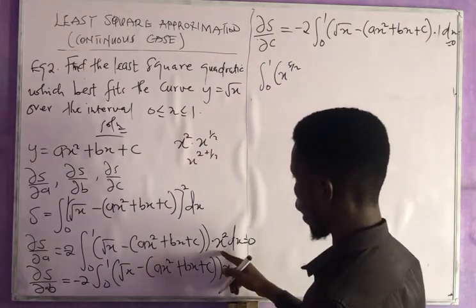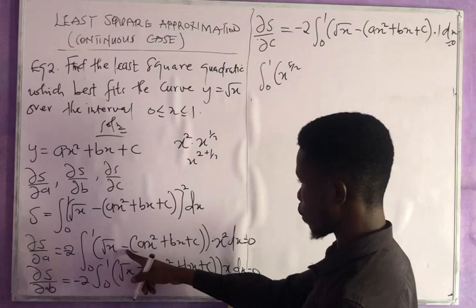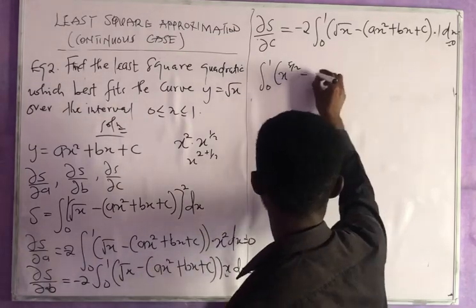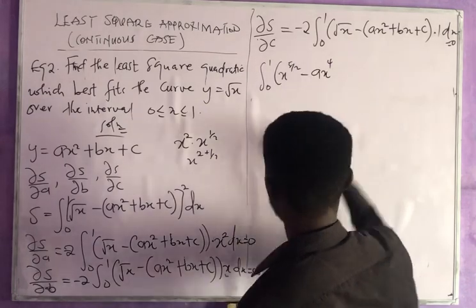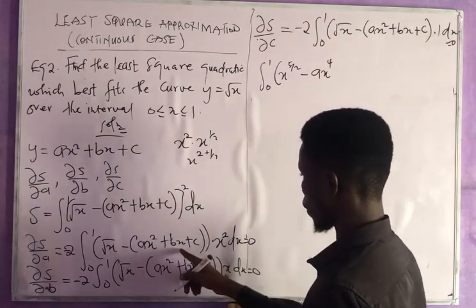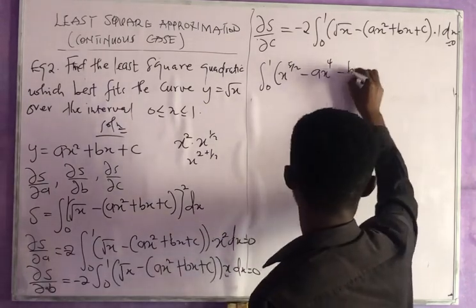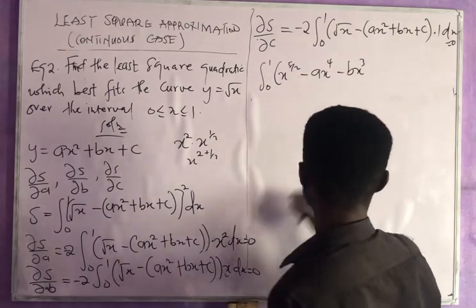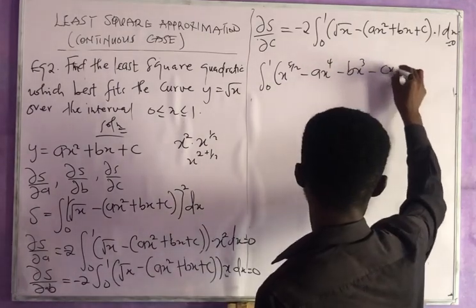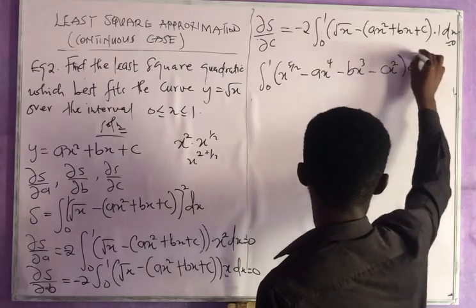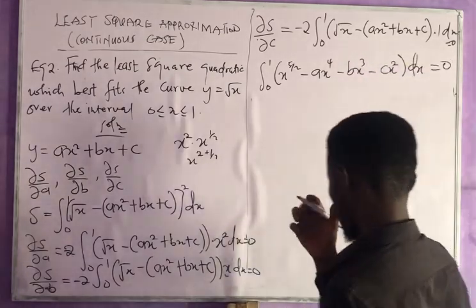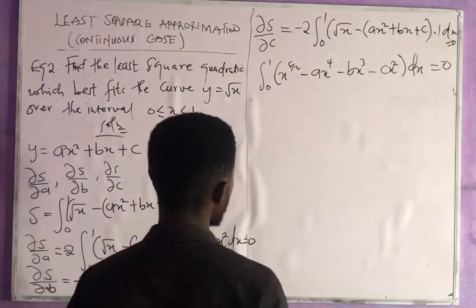Then x squared, remember there's a negative here, so x squared multiplying this will give us negative ax to the power 4. X squared times this will give us negative bx cubed. X squared times c, we have negative cx squared. And this is the x, and it's equal to what? 0. So let's integrate it.